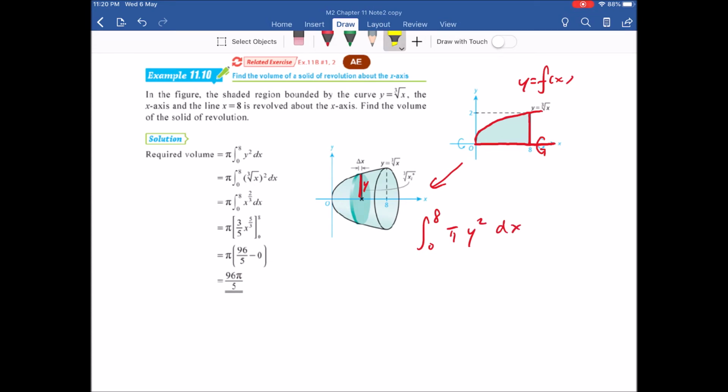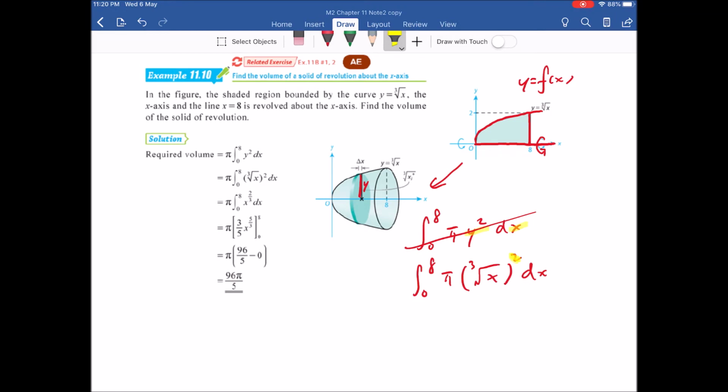But as I told you, you cannot write y and x together, so you write 0 to 8 pi, f(x) squared. That is y squared, for this case the cube root of x, dx. So you may skip this step, just write this one. Remember, pi r squared. I almost forgot the square.